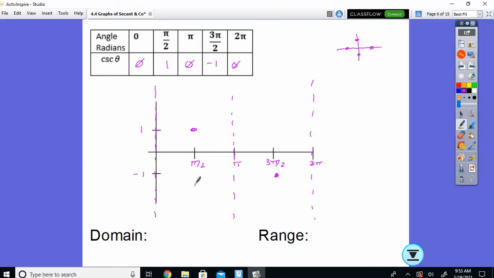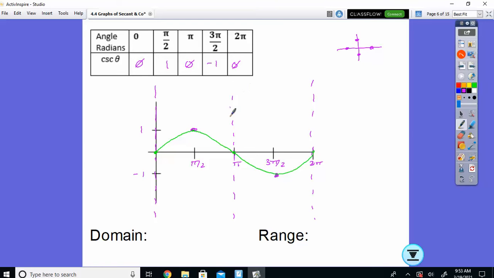We could do more. We could put in all the other points here. But here's what I want you to think about. If we graphed sine, the points on sine were 0, 1, 0, negative 1, 0. If you draw this on your paper, just draw it really lightly. This is not the graph of cosecant, this is the graph of sine. However, cosecant is the reciprocal of that.